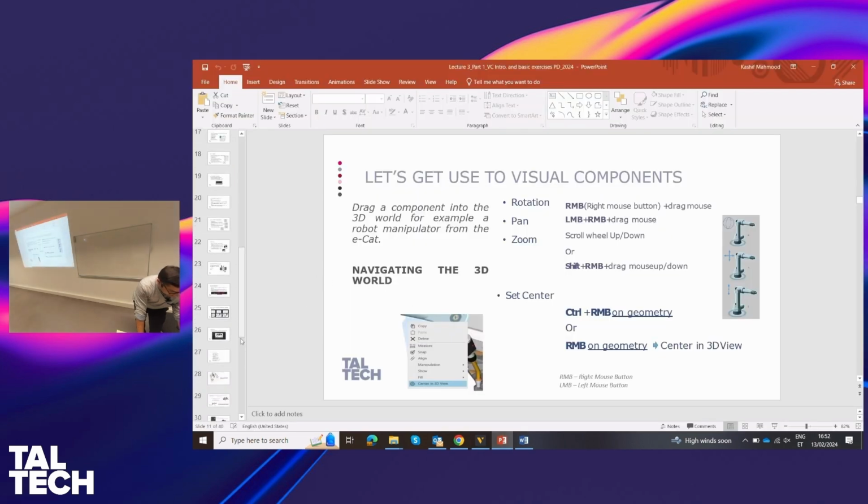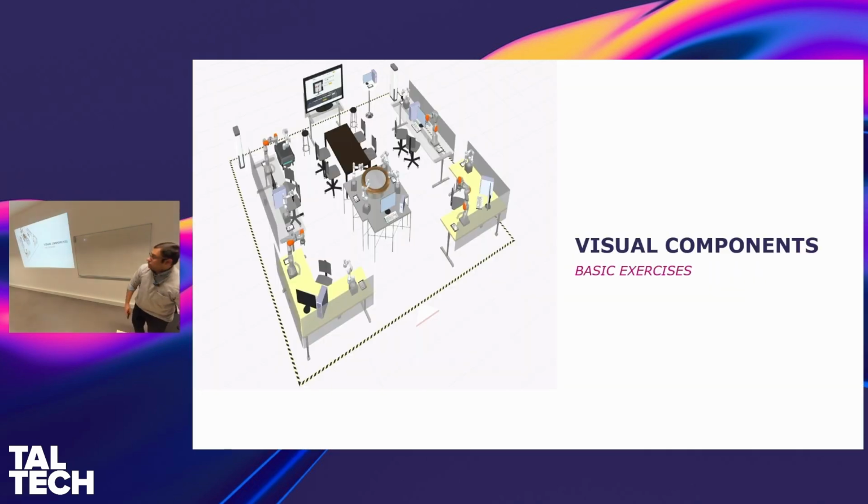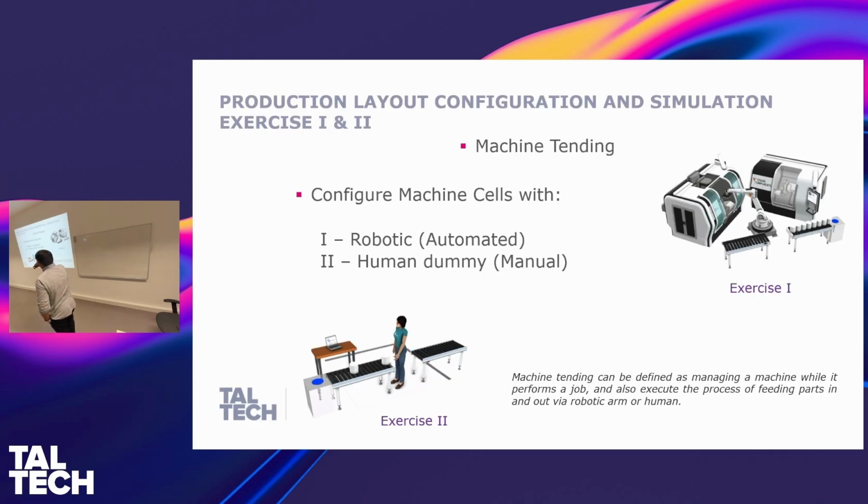Okay, then we can move further with some exercises. What we're going to do first of all are some machine tending exercises. There are a couple of them. Both are machine tending, where a robot is used for loading and unloading the machine. We call this the automated one, the robotic one, and then we try to use a human dummy there, which we call the manual one, and try to simulate it.